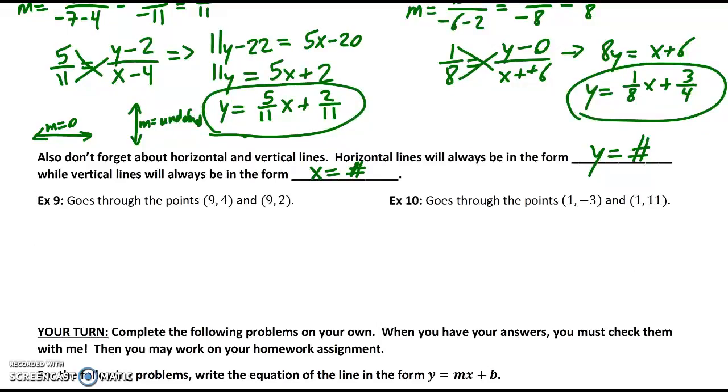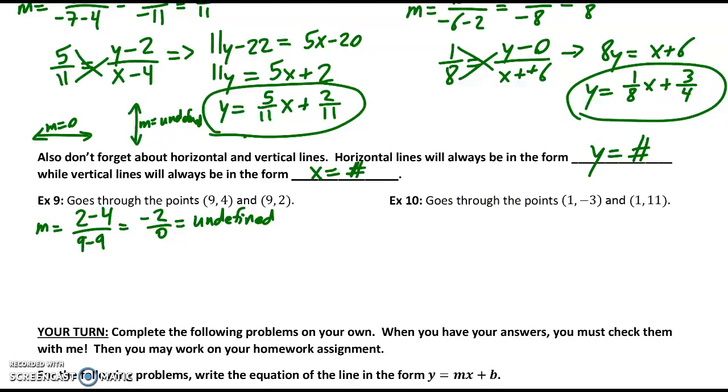So number 9 here goes through the points 9, 4, and 9, 2. So I'm going to find the slope real quick. So the slope is 2 minus 4 over 9 minus 9. You end up getting -2 over 0, which is, of course, undefined, right? Which means it'll be a vertical line, okay?